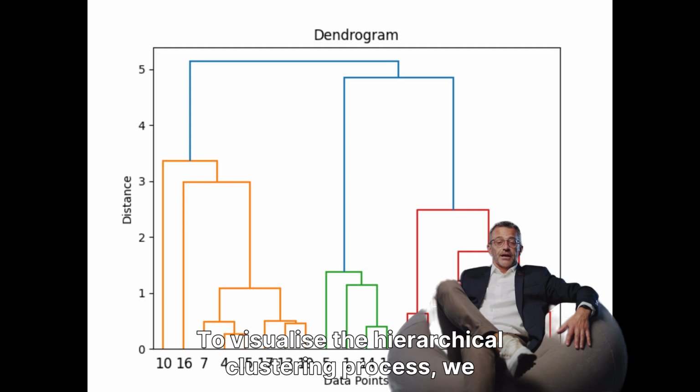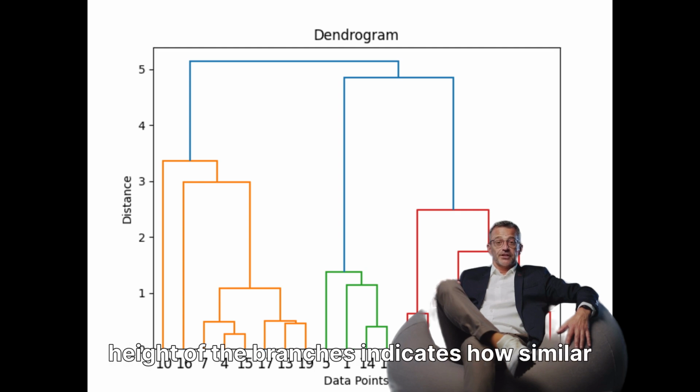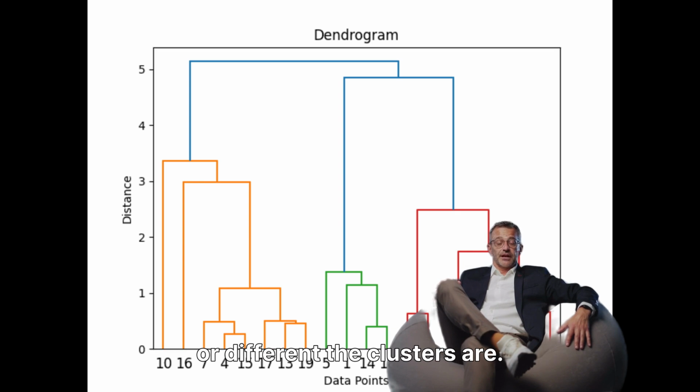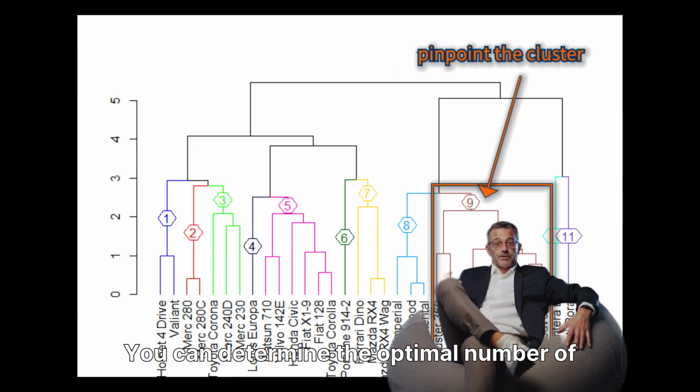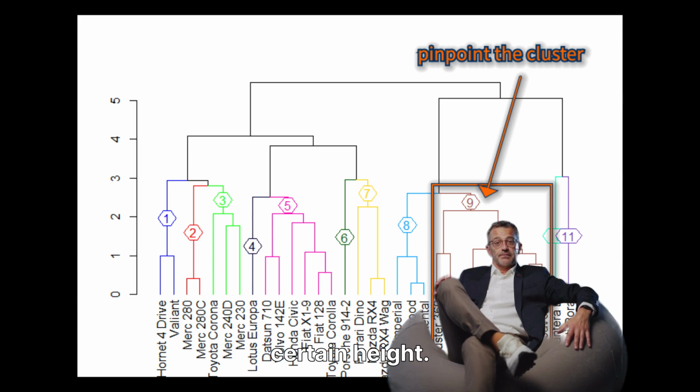To visualize the hierarchical clustering process, we often use a dendrogram. This tree-like structure helps us see how clusters are formed and how they relate to each other. Each branch represents a cluster, and the height of the branches indicates how similar or different the clusters are. The lower the branch, the more similar the clusters. You can determine the optimal number of clusters by cutting the dendrogram at a certain height. This is particularly useful when you want to decide how many clusters you should end up with based on your data.